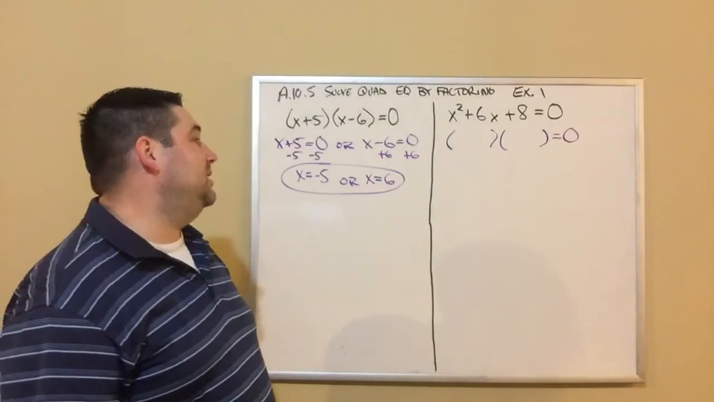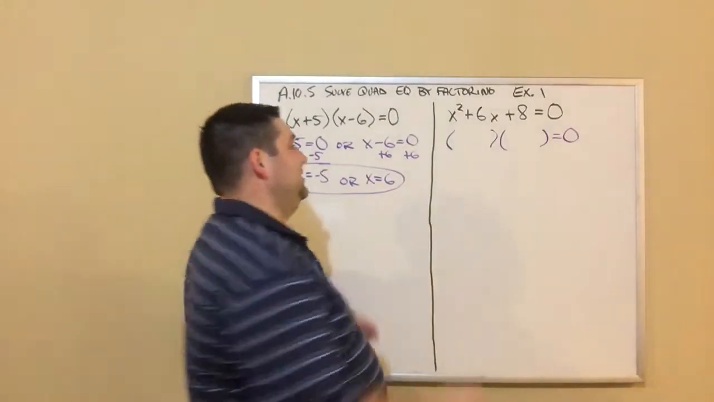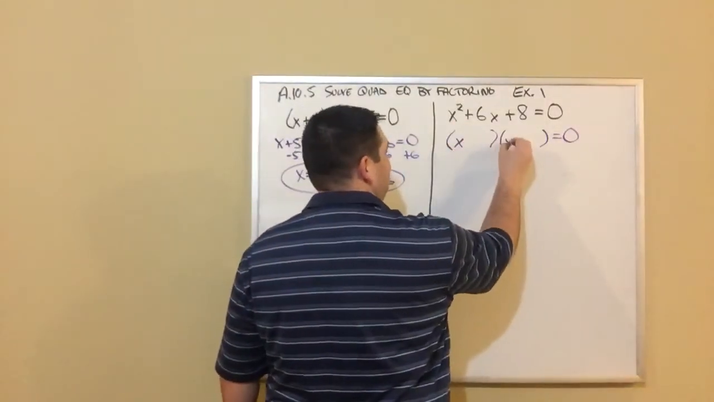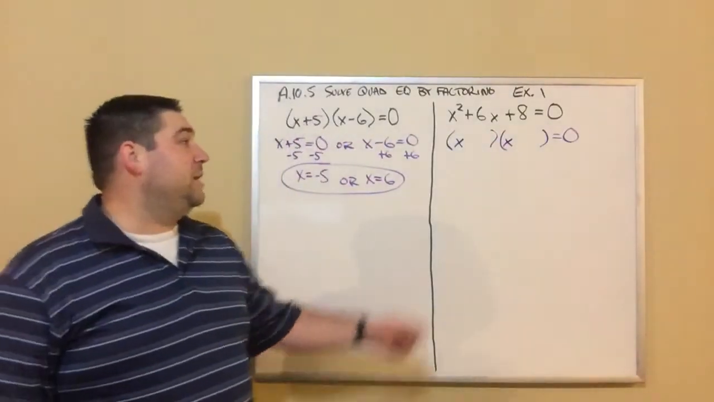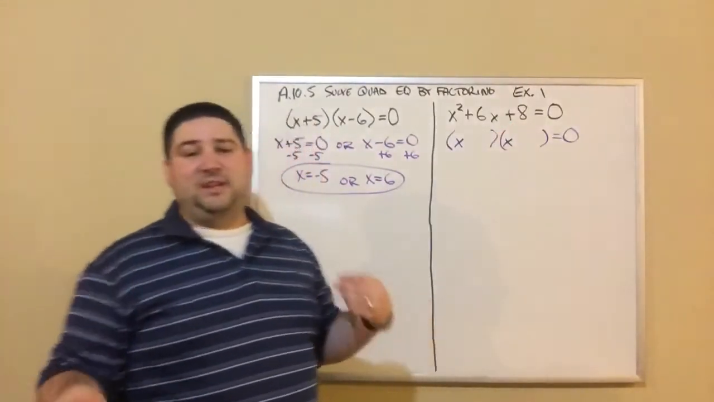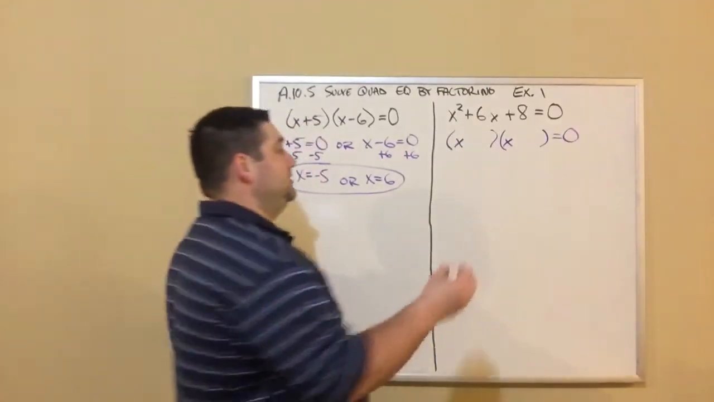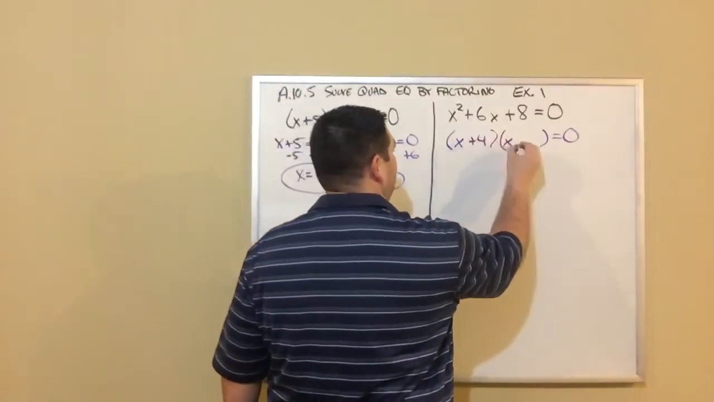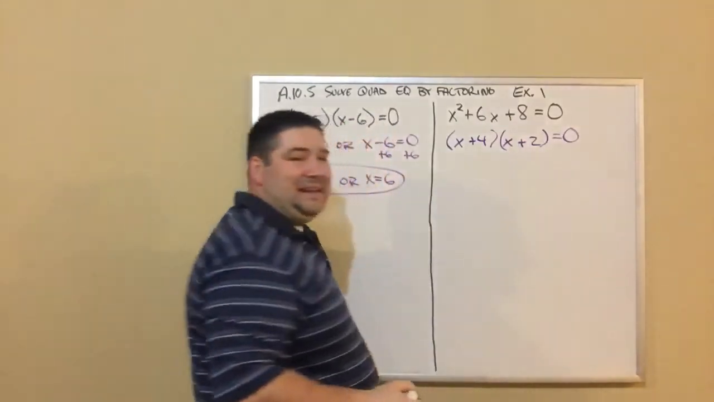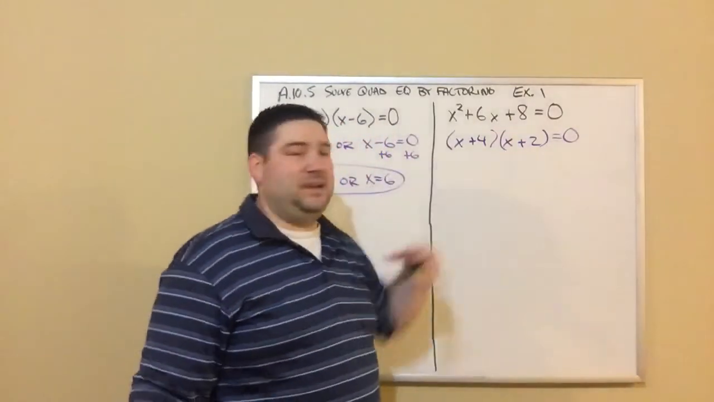And I'll look at this here. I can see this is x squared, so it's going to be x times x. And then I look at my last number, it's 8. So I'm thinking of factors of 8 that I can add together to get 6. Well, that would be 4 and 2. So it's going to be x plus 4, x plus 2. And again, the order doesn't matter. If you had x plus 2, then x plus 4, it's fine.